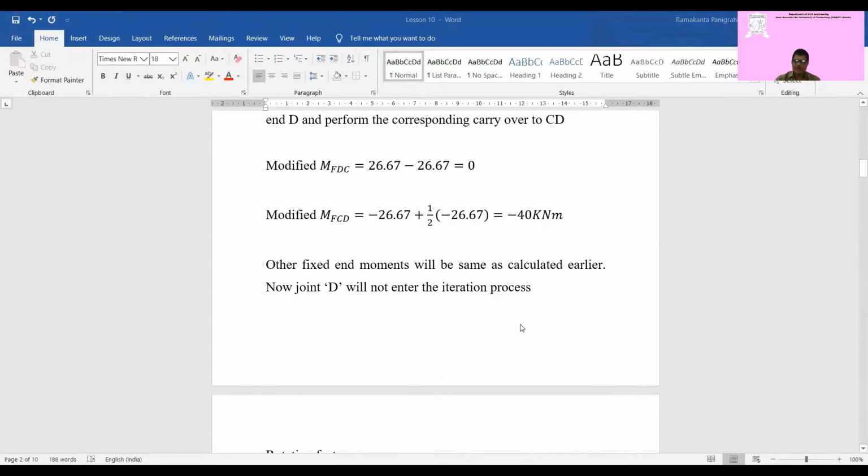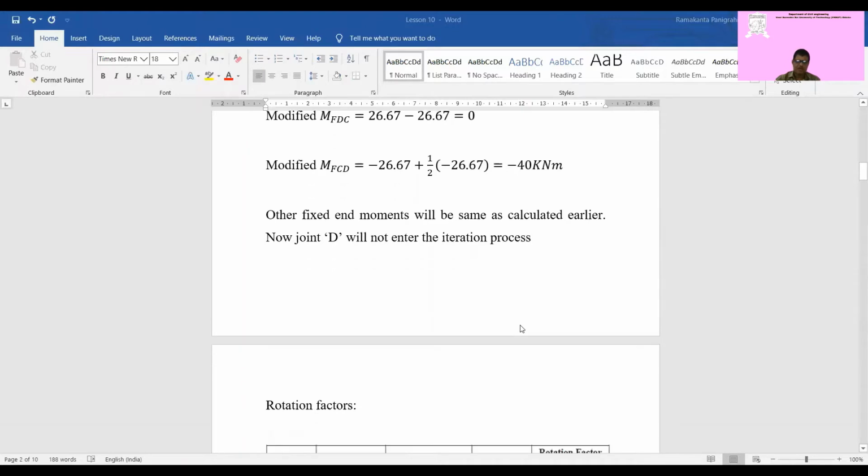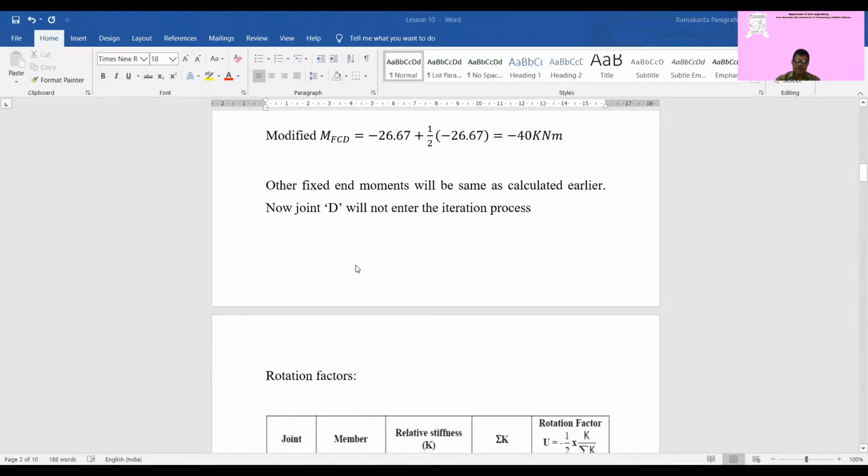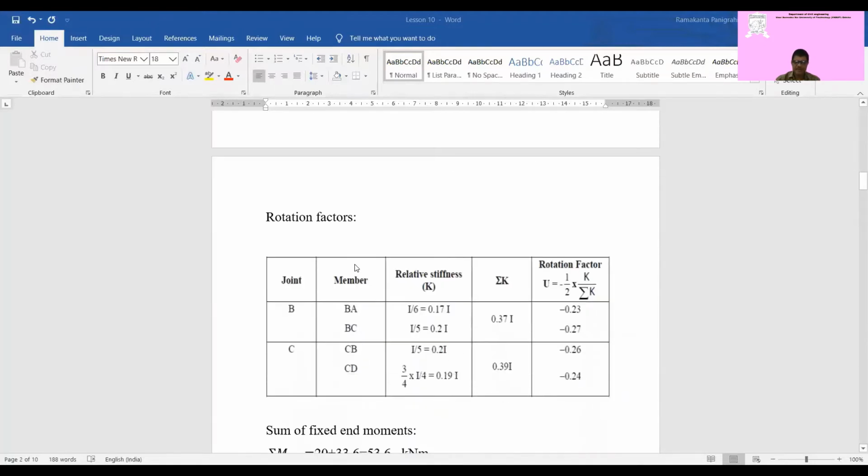The other fixed moments will remain the same. There will be no rotation factor contribution, or no moment will come from joint C to joint D, so the moment will be 0, as we have seen earlier. Only in this problem have we taken care of the sinking of supports.